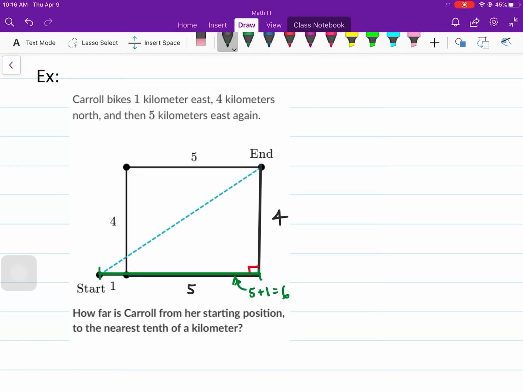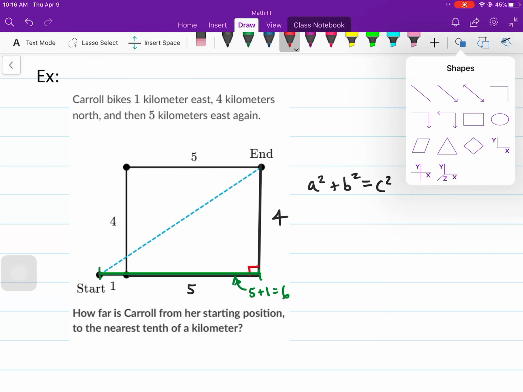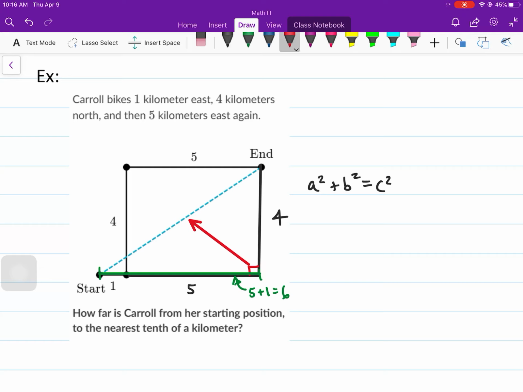So using the Pythagorean theorem, we'll have a squared plus b squared equals c squared. Now, what's the hypotenuse in this case? The hypotenuse in this case is the value that we're looking for. So our hypotenuse is, we're just going to call it x, because it's our unknown in this question. And then a could be 6, b could be 4. 36 plus 16 equals x squared. 36 plus 16 is going to be 52.